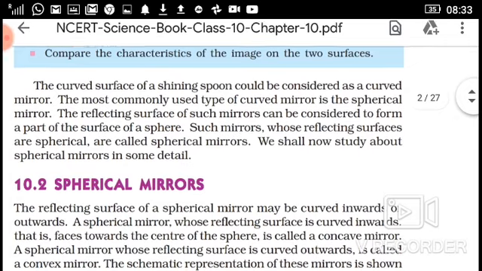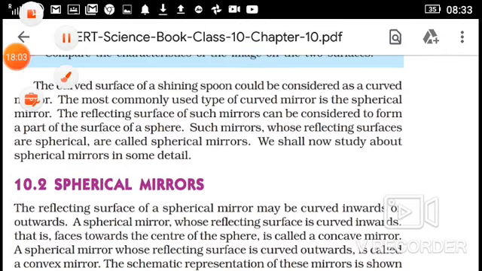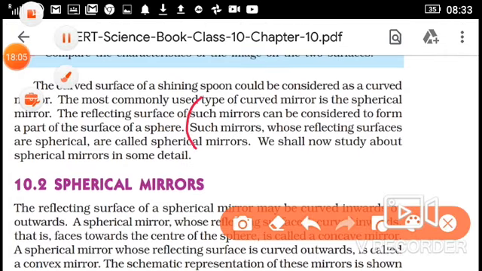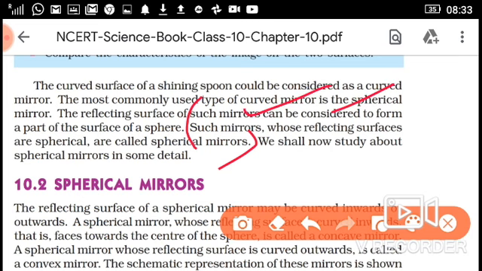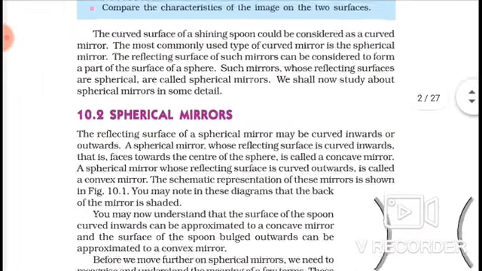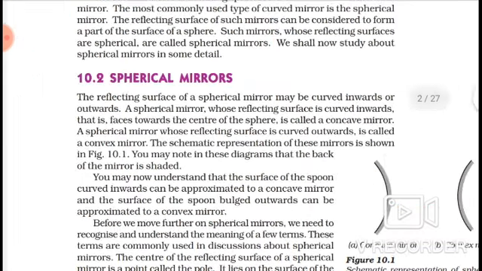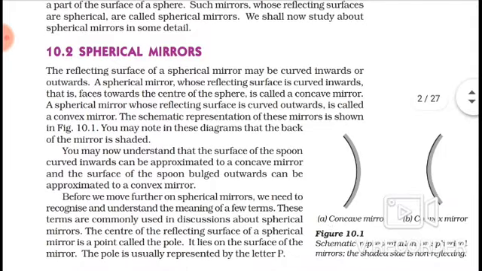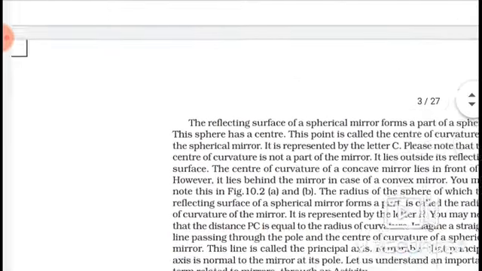This is the definition, you mark it. Such mirrors whose reflecting surfaces are spherical are called spherical mirrors. You just note it down. We shall now study spherical mirrors in some detail. Now the next topic will be spherical mirrors. I will explain in the next video.